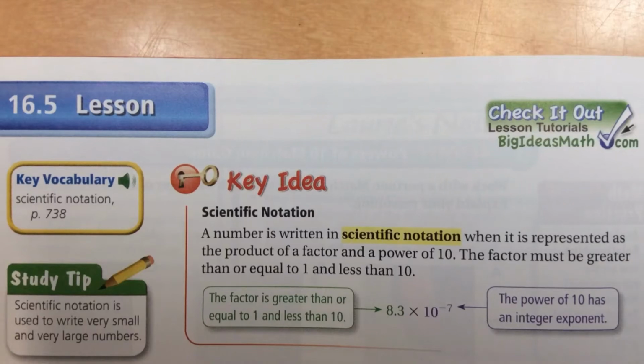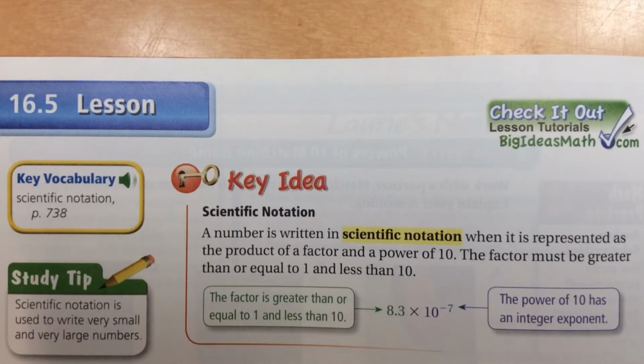Hey, this is lesson 16.5. We're talking about scientific notation. It starts on page 738 in your textbook if you're following along. And the study tip here does say scientific notation is used to write very small numbers and very large numbers.